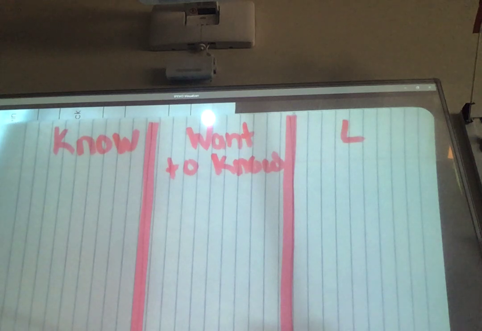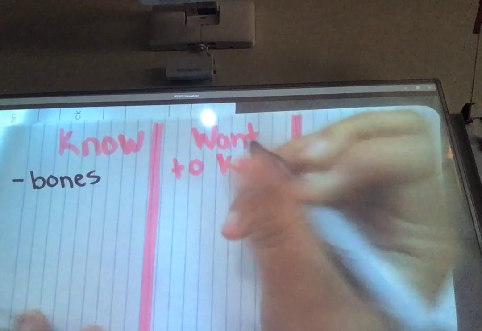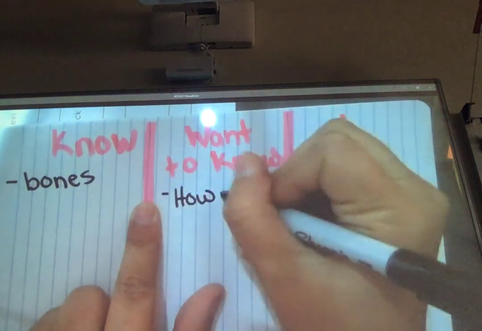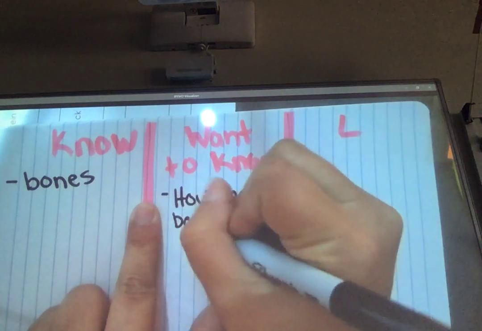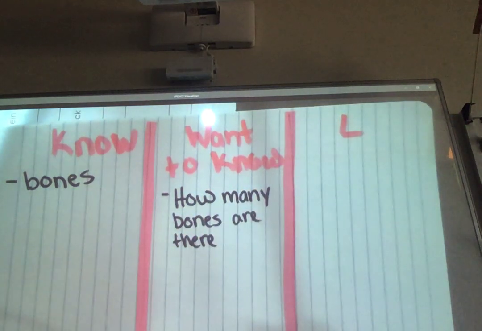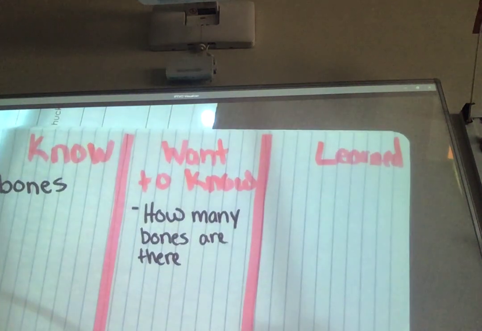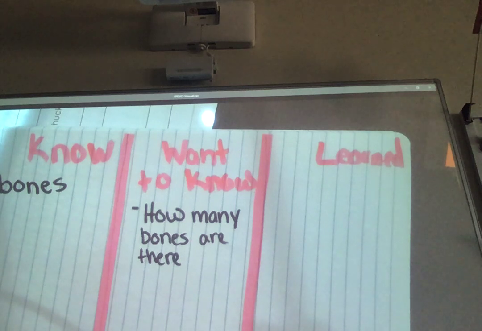So maybe you're like, I know that the skeletal system deals with the bones in the body. Maybe I want to know how many bones are in the body. So what I would do is under the know, I'm going to put bones. Under the want to know, how many bones are there? Okay? Then, when we finish with our skeletal system, the L stands for learned. So, under learned, this is at the end of the unit. This is all the information that I learned.